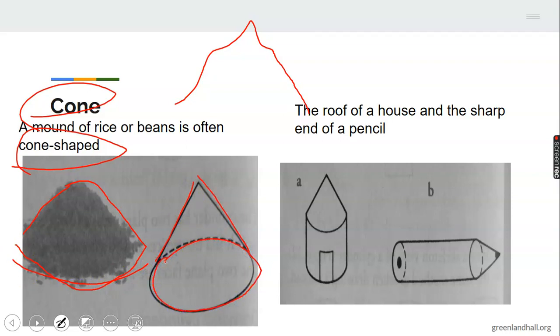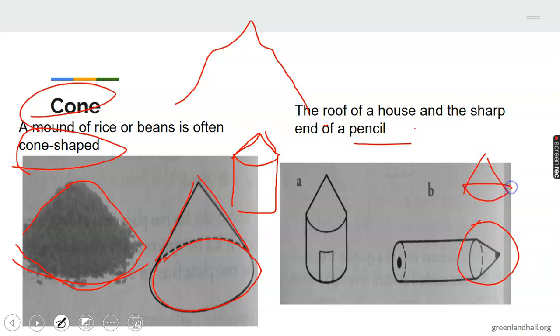When you use a measure or a cup to take some grain of rice, this is what it will look like. You can see the top is like a cone. Another example is the roof of a house and the sharp end of a pencil. Now look at the sharp end. It's like a cone. Look at this rooftop. It is in the form of a cone.